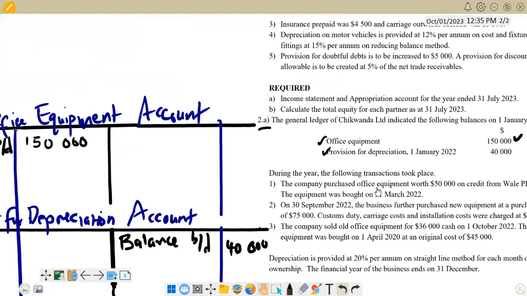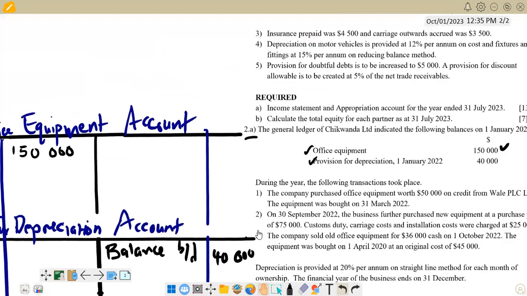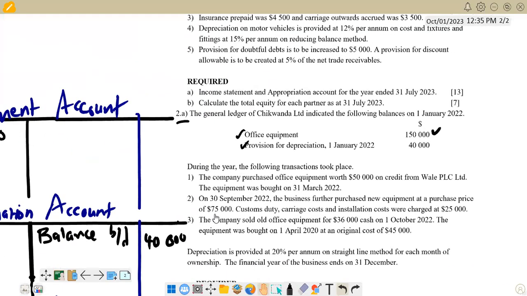So we now want to look at the double entry. Let's go statement by statement and see how we can employ our double entry. If you go to item 1, during the year, the following transactions took place. Item 1: the company purchased office equipment worth 50,000.